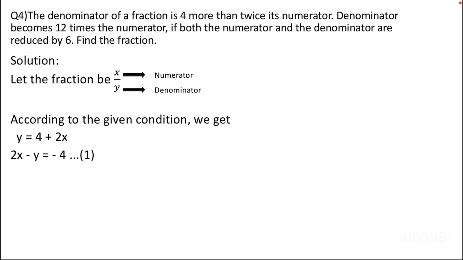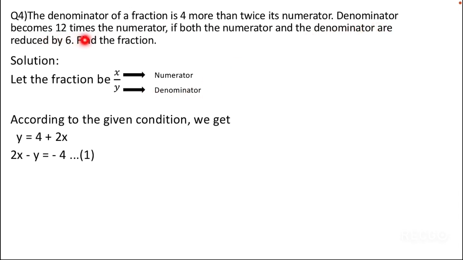So the second condition says that the denominator becomes 12 times the numerator if both the numerator and the denominator are reduced by 6. So what it is saying, that the denominator becomes 12 times the numerator. That is, y becomes 12 times the numerator, which means that y will be equal to 12 times x only if both the numerator and denominator are reduced by 6. It means that if you subtract the numerator and the denominator by 6, then only your denominator becomes 12 times the numerator.